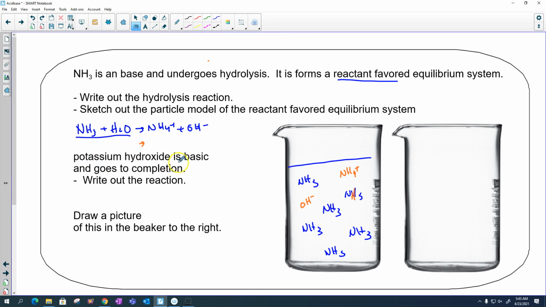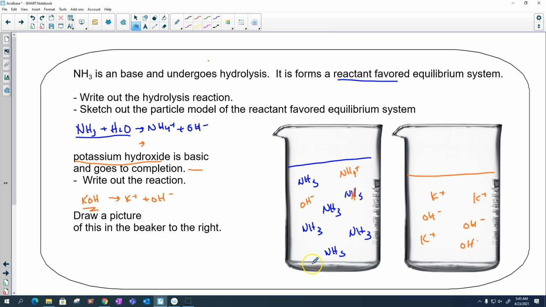Potassium hydroxide is basic and goes to completion. Write out that reaction. This is a metal hydroxide. We had one of these examples before. KOH yields K plus OH negative. Now this one goes to completion. So let's draw this one out. At this point, all my reactants are gone and I only have products. So, K plus OH negative. How many you draw is just how many you start with. You could draw more if you want. This gets more concentrated.